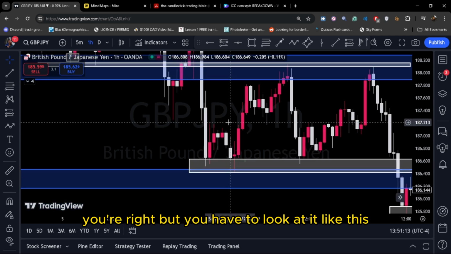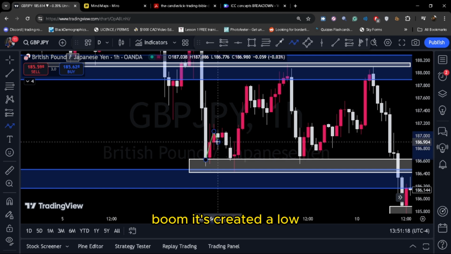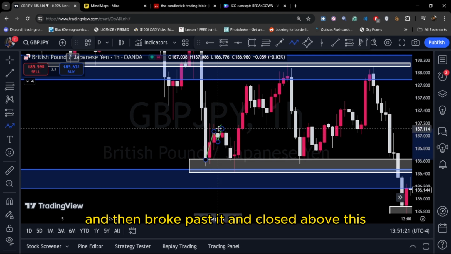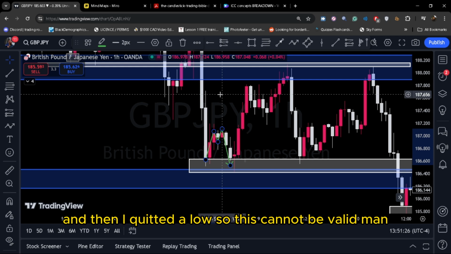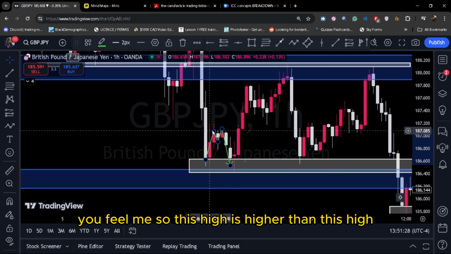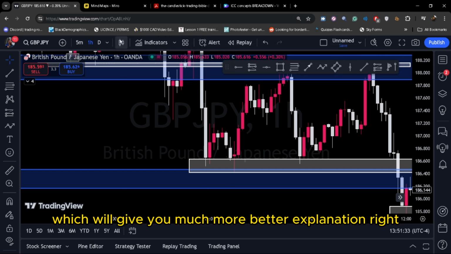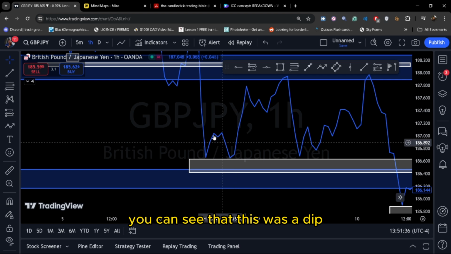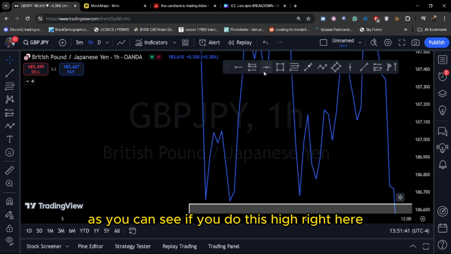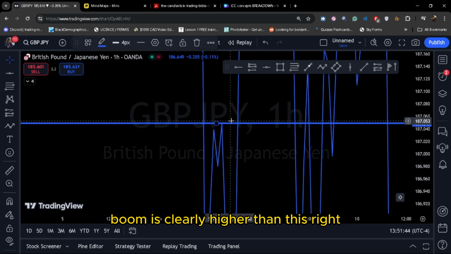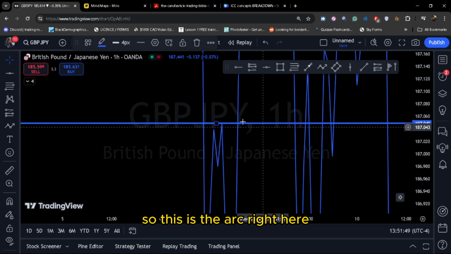You're right, but you have to look at it like this. This is how I look at it. Boom. It created a low, then broke past it and closed above this, and then created a low. So this cannot be valid, man. You feel me? This high is higher than this high, and if you look at the line chart, which gives you a much better explanation, you can see that this was a dip, and this dip then created a high. As you can see, if you do this high right here, it's clearly higher than this, right? So this is clearly higher than this. So this is the arc right here.